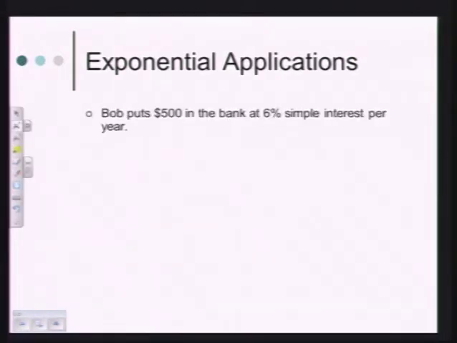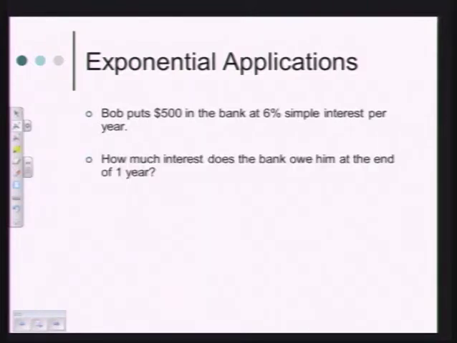Now, before we go to compound interest, let's look at a scenario in which Bob is putting money in the bank, but Bob's not very bright as an investor, and he allows the bank to talk him into simple interest. So Bob puts $500 in the bank at 6% simple interest per year. So let's look at how much interest does the bank owe Bob at the end of 1 year, if that's the time period.